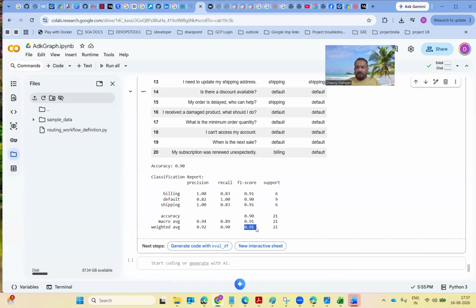So in this way, we use evals to determine whether our AI agent is good to go with production or not.